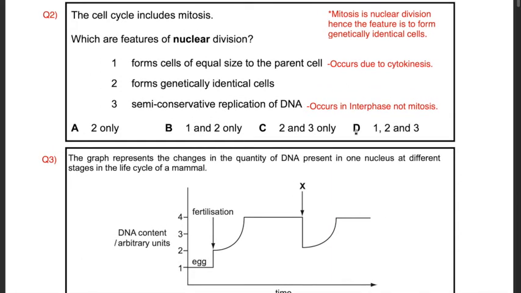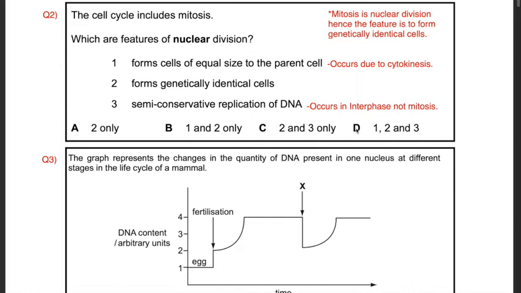Question 2. The cell cycle includes mitosis. Which are features of nuclear division? 1. Forms cells of equal size to the parent cell. 2. Forms genetically identical cells. 3. Semi-conservative replication of DNA.